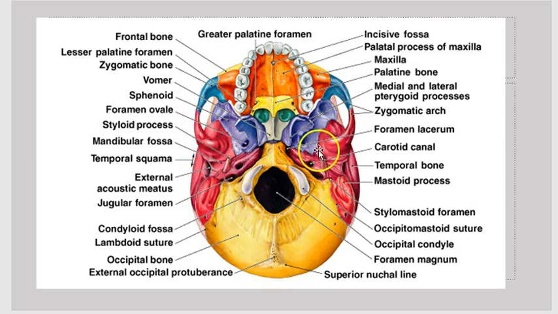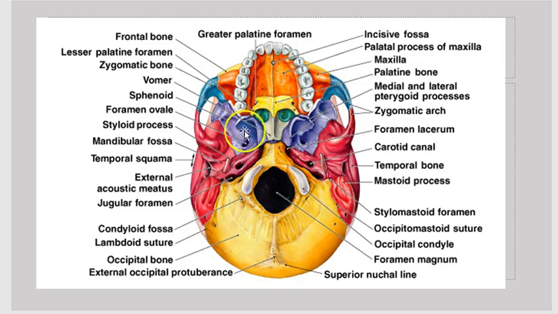You can see the styloid process right there, the mastoid process right there. Here you can see the zygomatic process on the temporal bone forming the zygomatic arch, meeting up with the zygomatic bone. So the temporal bone has a lot of stuff on it.